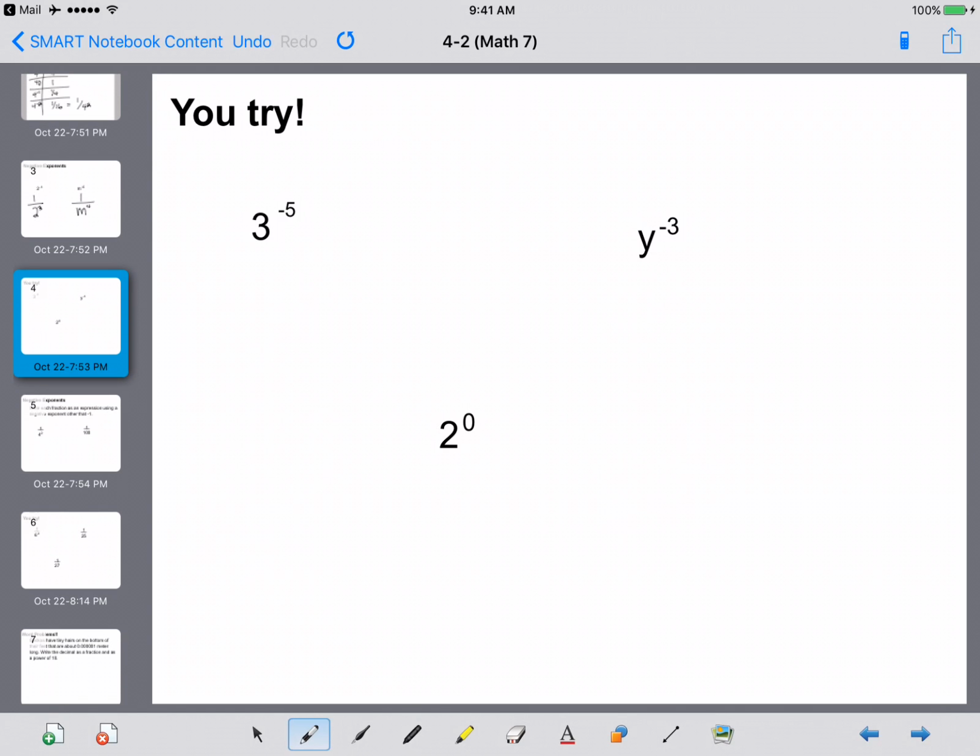So you try on these ones and check back. So 3 to the negative 5th, you have 3/5, pull out the negative and plop it on top. Here, y to the negative 3rd, we're pulling out our negative, plopping it on top. 2 to the 0, this one is tricking us. Anything to the 0 power, this is something to just drill into your brain. Anything to the power of 0 is just simply 1.